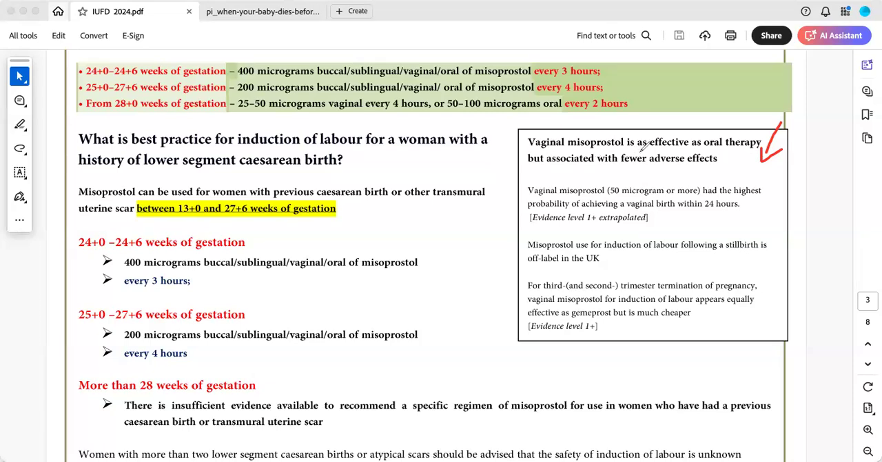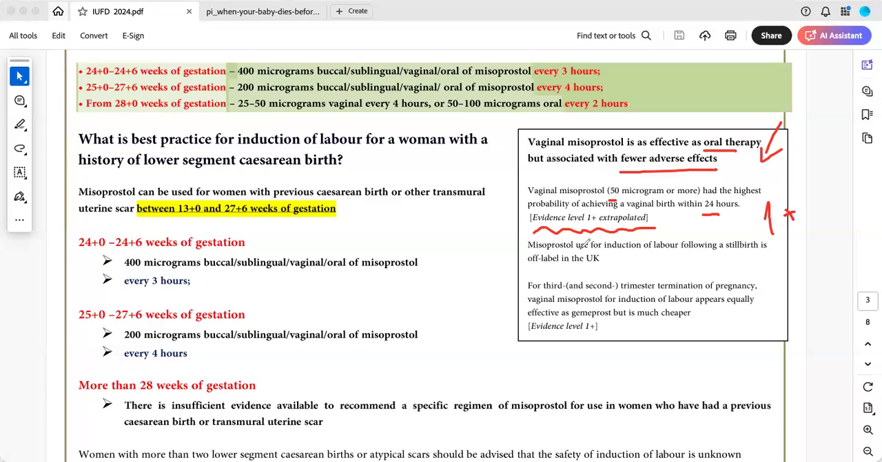Vaginal misoprostol is as effective as oral but associated with fewer adverse effects. Vaginal misoprostol, like 50 microgram or even more, had the highest probability of achieving a vaginal birth within 24 hours, and the level of evidence for this is 1+. Is that high quality evidence? Of course, yes.